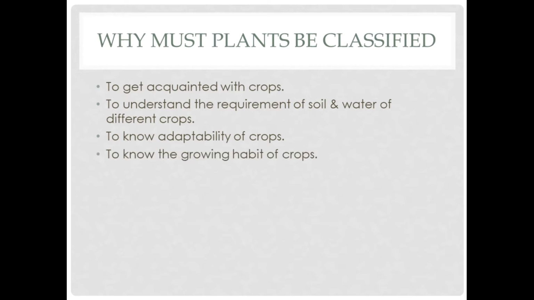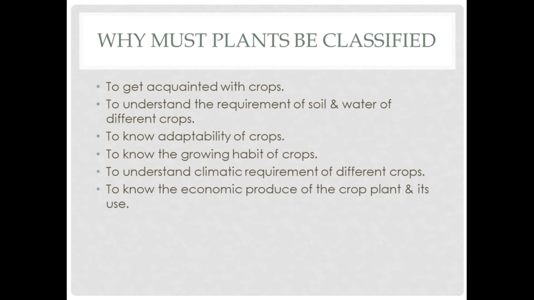Point number 4 is to know the growing habit of the crops. So crops within the same group or within the same class have got the same growing habit. For example, crops that are in the cucurbit family have the same growing habit. They are climbers or they crawl on the ground. The next reason is to understand the climatic requirements of different crops. Again, crops within the same class or within the same family have the same climatic requirements. For example, crops within the Brassica family, most of them require cool temperatures. So crops such as cabbages, broccoli, cauliflower, most of them are grown during the winter time.